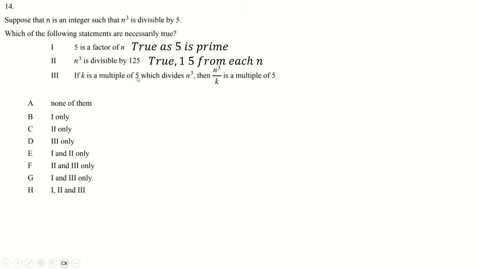If k is a multiple of 5, so let's just go with like 25, which divides n cubed, then n cubed over k is a multiple of 5. So let's just say that n cubed is 125. Then we can say that, and then k maybe is 125 because k divides n cubed, but then n cubed divided by k is 1, and that's not a multiple of 5. So there's a quick counterexample, just kind of making them match rather than having an excessive 5 somewhere. So yeah, cool. I think we're done.